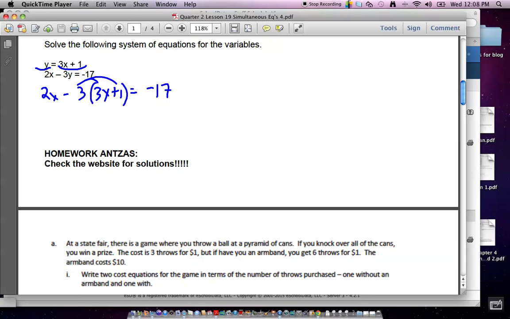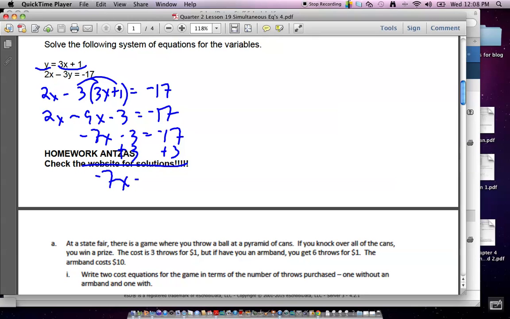Don't change anything. 2x minus 9x minus 3 is negative 17. Same side. What's 2x's and negative 9x's? Negative 7x's, right? Careful with the signs. Minus 3 is negative 17. Plus 3, plus 3. Negative 7x is equal to negative 14. Divide by negative 7. X is 2.